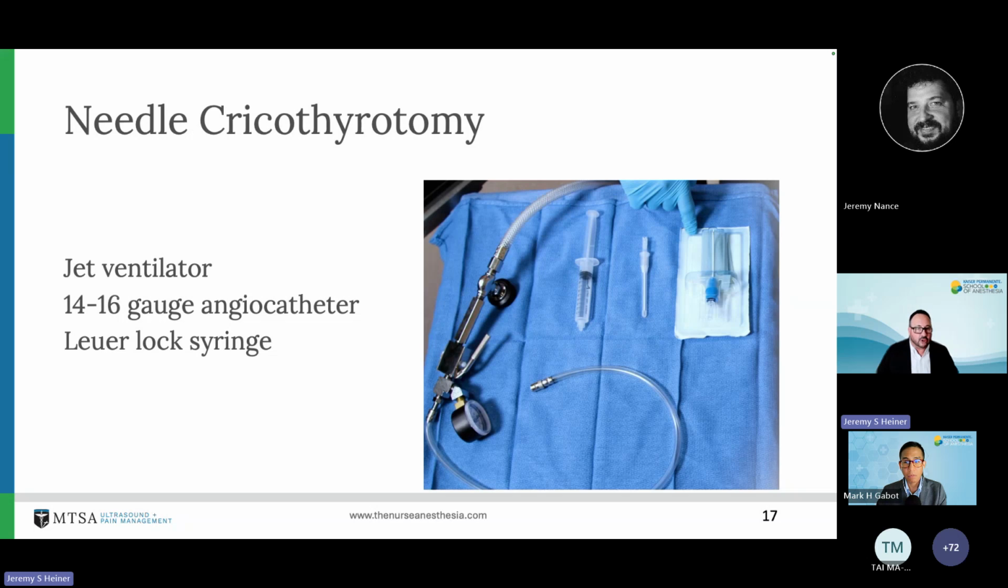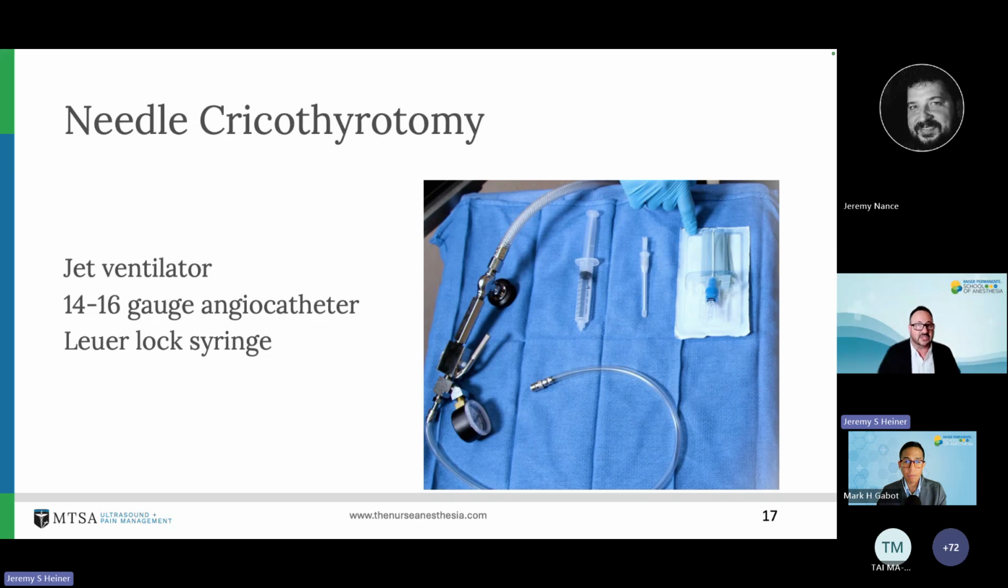So let's first start with the needle cricothyrotomy. Needle cricothyrotomy is just that, and it's using a needle to access the cricothyroid membrane. It's puncturing through that cricothyroid membrane with the needle into the airway, removing the needle and leaving the catheter in place. Now, there's a couple of things that we need to understand about the needle cricothyrotomy.